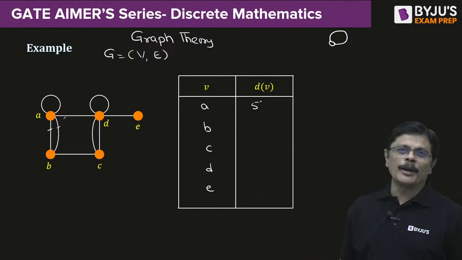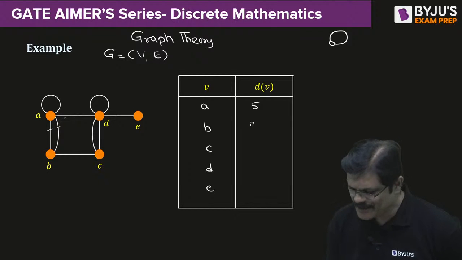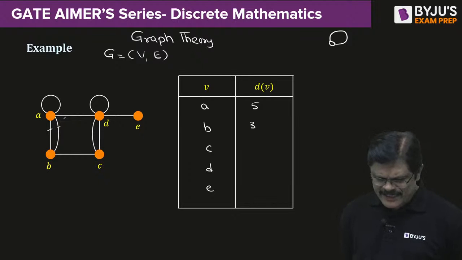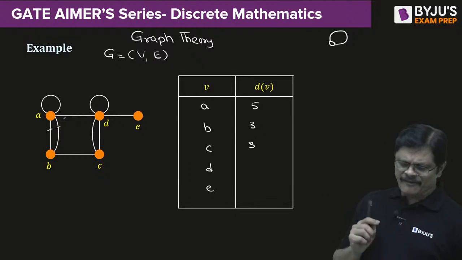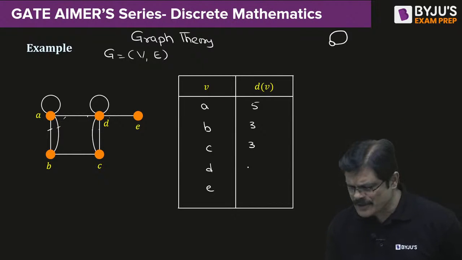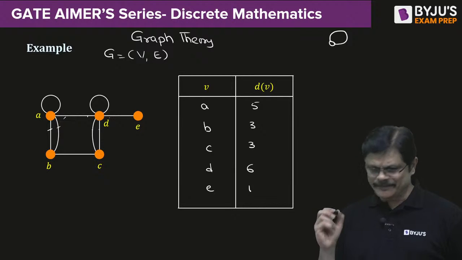And what about B? B is 3. And C, for C, how many edges are incident? 3 edges are incident. And for D, it is 1, 2, 3, 4 and there is a self loop, 4 plus 2, that is 6. And for E it is 1.